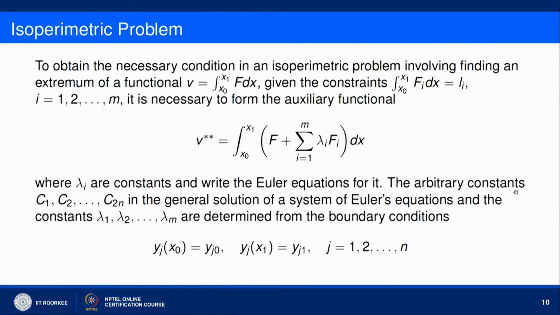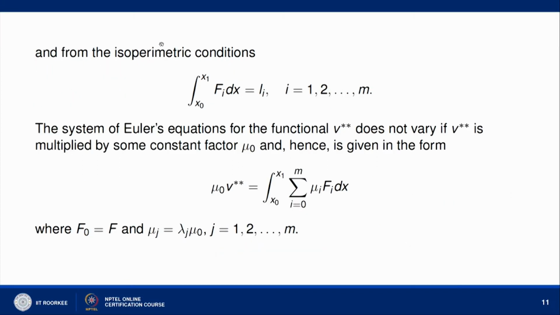The arbitrary constants c1 to c2n in the general solution of the system of Euler's equations and the constants lambda 1 to lambda m, we can obtain by the boundary conditions defined at both the ends, and from the isoperimetric condition, that is the integral from x0 to x1 of fi dx equal to li for i equal to 1 to m. And the system of Euler's equations for the functional v double star does not vary if v double star is multiplied by some constant factor.